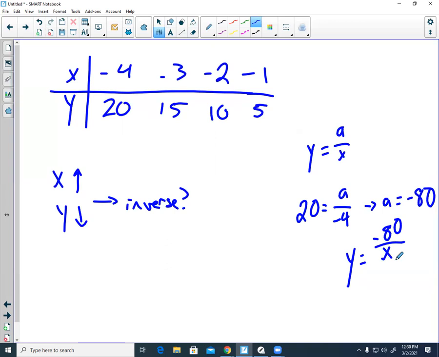Now that obviously works for point number 1, right? -80 divided by 20 is -4. -80 divided by 15 doesn't work. So this right here would tell me that it's not inverse. We have to use our common sense here. You have to use common sense to know what's happening, okay?